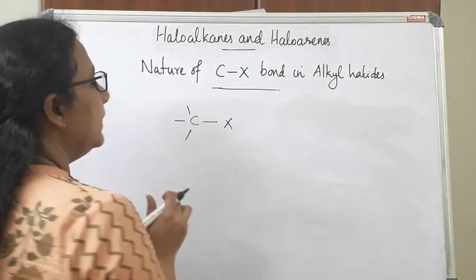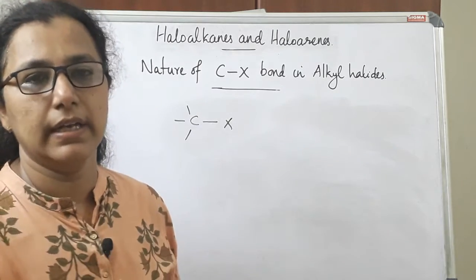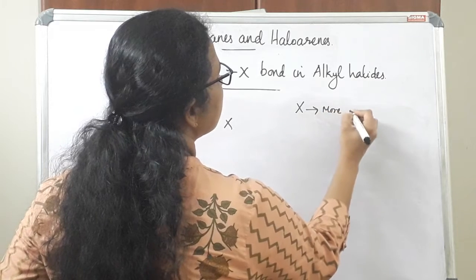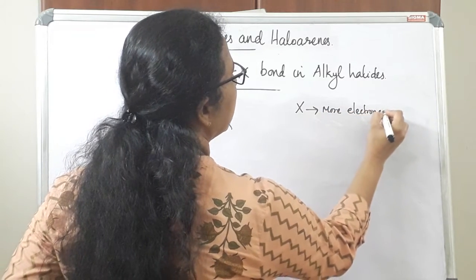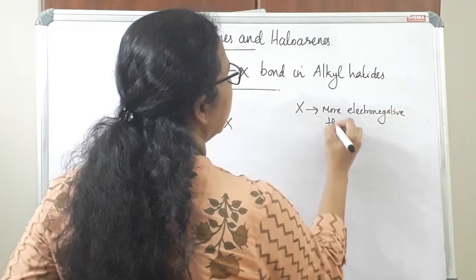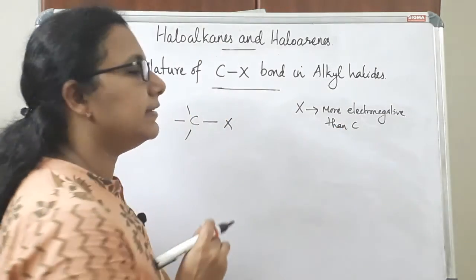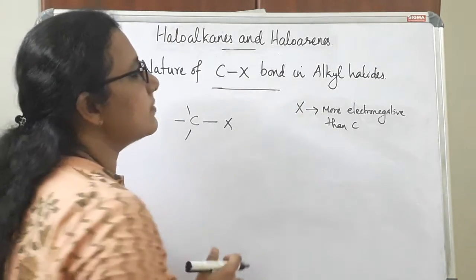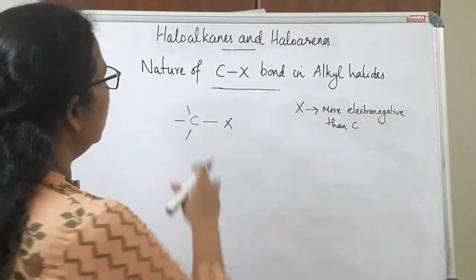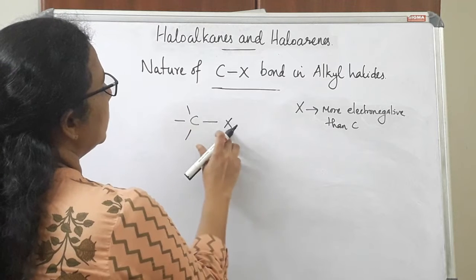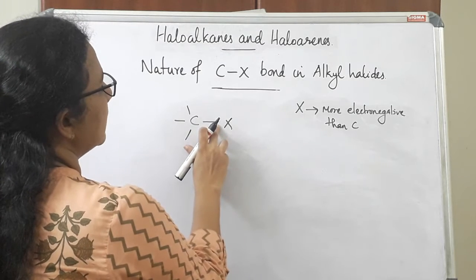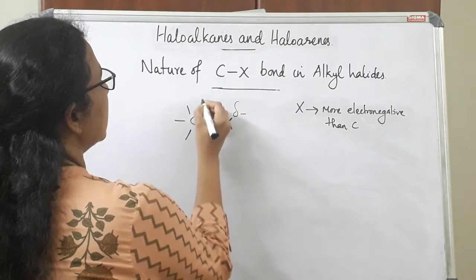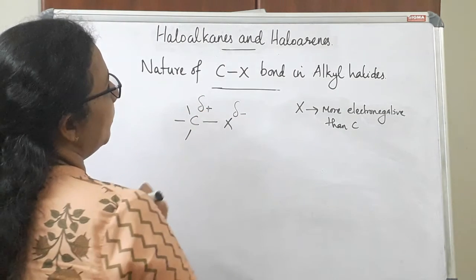So we know that the electronegativity of carbon and halogen are different, and halogen is more electronegative than carbon. So the bond pair of electrons between C and X is shifted towards the halogen, and this halogen will get a partial negative charge and this carbon will get a partial positive charge.